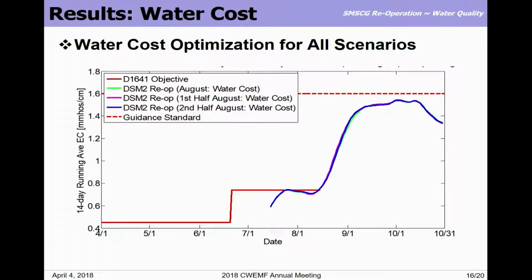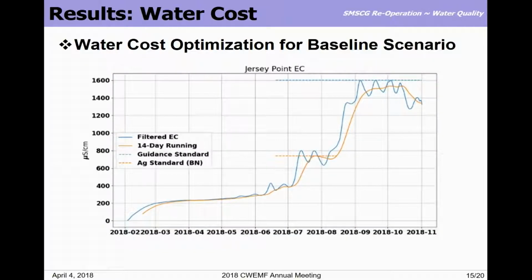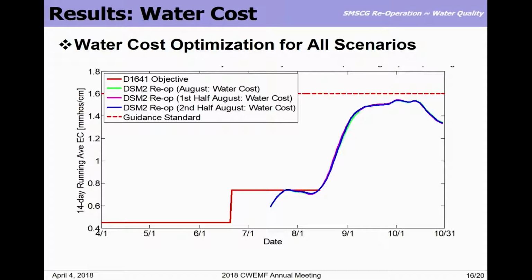We apply the same method to all the scenarios. What you see here is that in all the scenarios we achieve the same goal: we won't violate the standard. Here I didn't show the daily one, but it will be similar to this one. So they all achieve the same thing. This is what the real forecast looks like.